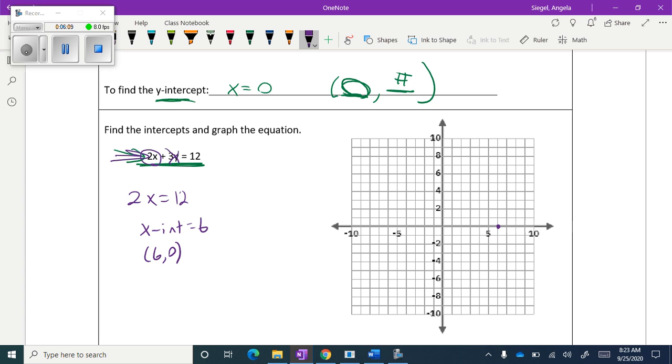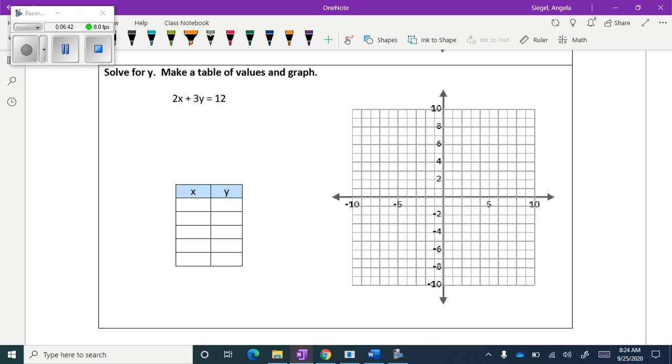Okay, let's do the y-intercept now. For the y-intercept, I'm going to cross out the x term and just focus on the y. So I have 3y is 12, divided by 3, y equals 4. So my y-intercept is at (0, 4), right there. What's nice is to graph a line, all you need is 2 points. So I've got those 2 points and I can graph my line. Problems like that go super fast.